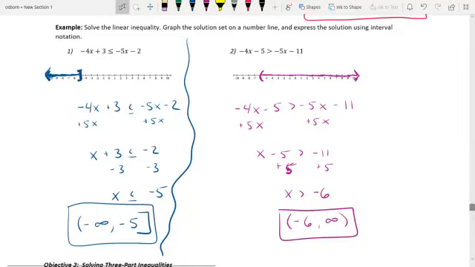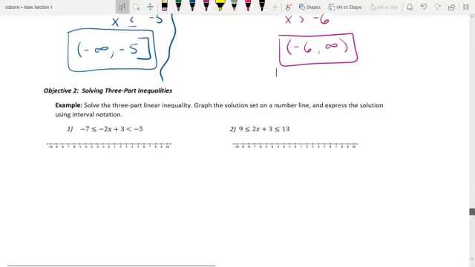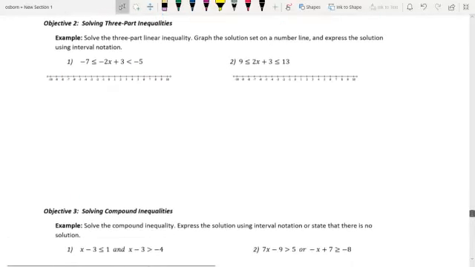Now the next type of problem that we're going to look at with our inequalities is three-part inequality. And once again, you're asked to put your solution in interval notation. Alright, so with a three-part inequality, whatever you do to one side, you have to do to the other two sides. So all three sides have the same actions taken.